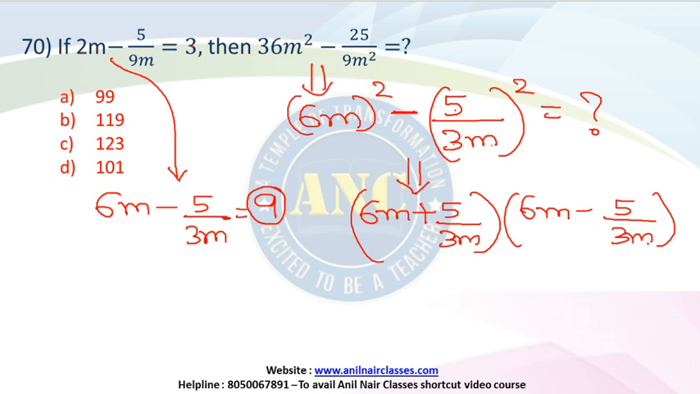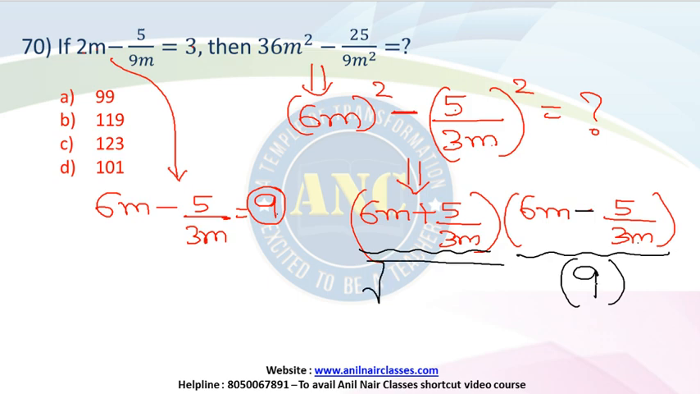Now think logically, sir. 6m minus 5 by 3m is known to us right now as 9. The value is very, very clearly written on the screen as 9, and I am sure that you also got to know how it became 9. So this value is nothing but 9. And if I know the value of 6m minus 5 by 3m, can I find the value of 6m plus 5 by 3m? Yes, easily I can find. It is nothing but square root of k square plus 4.